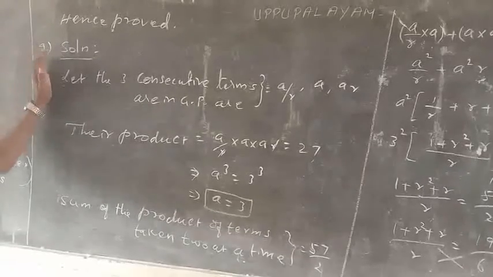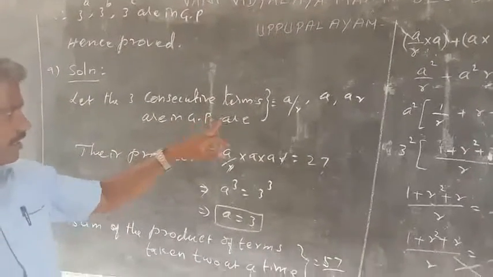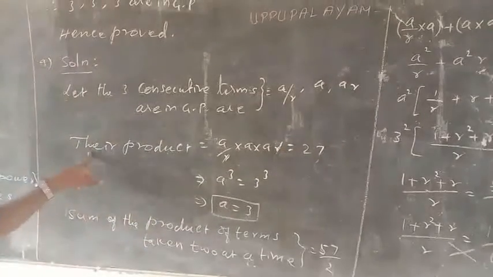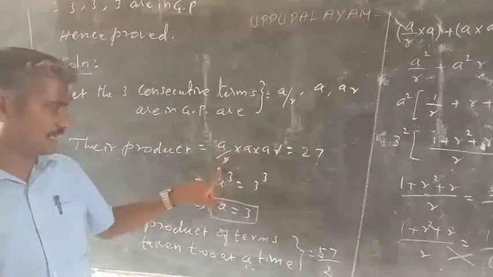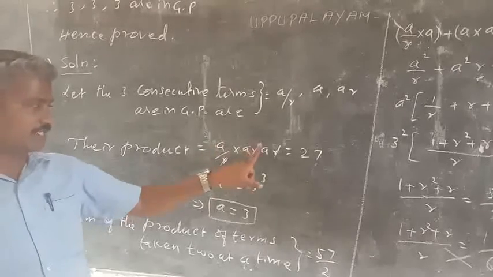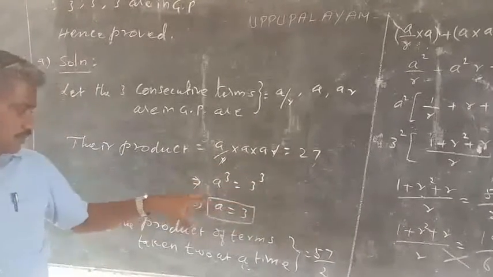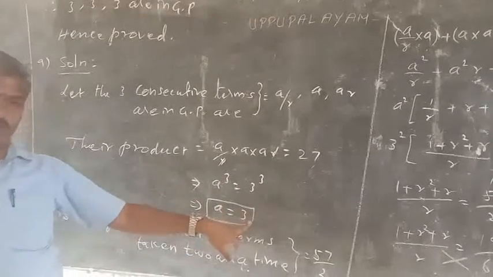Okay, ninth sum. Let the three consecutive terms in GP be A by R, A, AR. So the product: A by R into A into AR. R cancel. A into A square, A cube. 27 convert to 3 cube. So take both sides cube root. So cube, 3 cancel. A equal to 3.